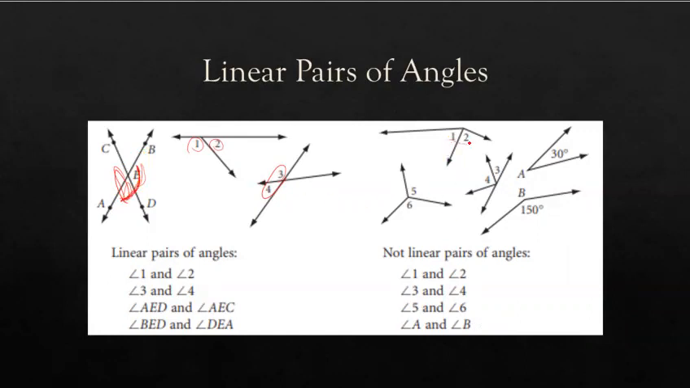1 and 2, well, they're next to each other. 5 and 6 also next to each other, but what's the difference between 1 and 2 and 5 and 6 over here versus 1 and 2 and 3 and 4? And then 3 and 4 right here, A and B, well, A and B add up to 180, but they're not together. So what might our definition of a linear pair of angles be?